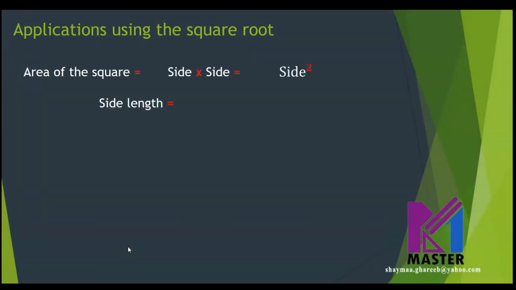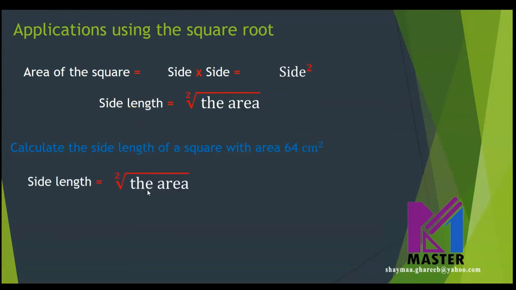Let me remind you of the rule. Side length of the square is the square root of the area, as we said. Calculate the side length of a square with area 64 centimeter squared. So this is the area, and he wants the side length of the square. We said the side length of the square equal the square root of the area. So the square root of 64 is, am I going to write here 8 and negative 8?